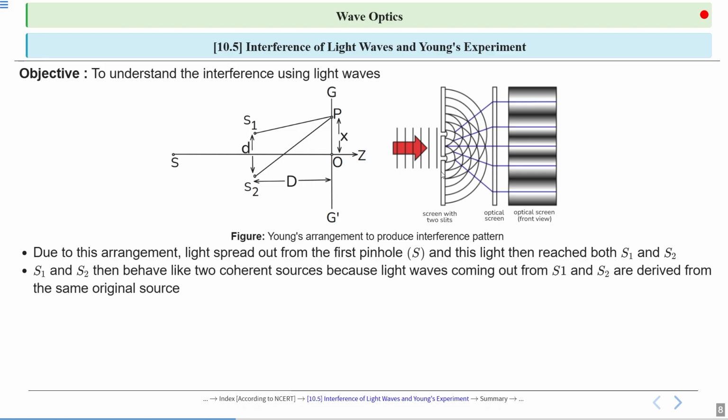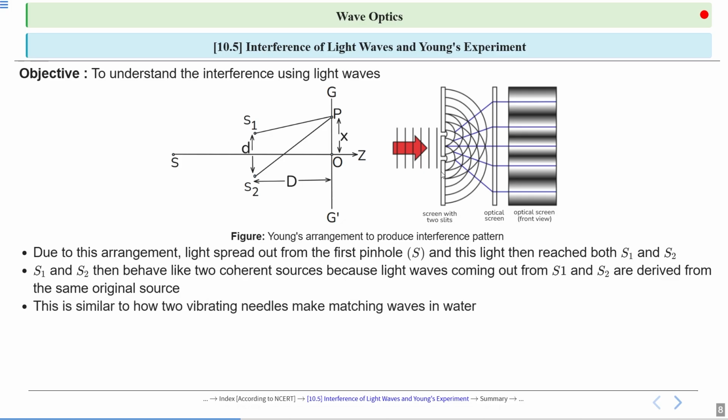Now observe, S1 and S2 behave like two coherent sources. This means that the light waves coming from S1 and S2 are in phase. This coherence is essential for creating a stable interference pattern. If the two light sources are not coherent, we cannot attain a stable interference pattern. So for a stable interference pattern, coherence of two sources is essential.